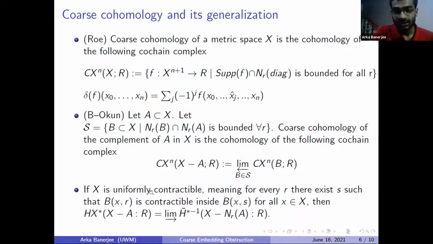And so for those spaces, that's how the coarse homology of the complement of any subset looks. So what you do is take bigger and bigger neighborhoods of that subset, look at the complement, and look at the singular homology, and the limit would give you the coarse homology of the complement. But that's only for uniformly contractible spaces.